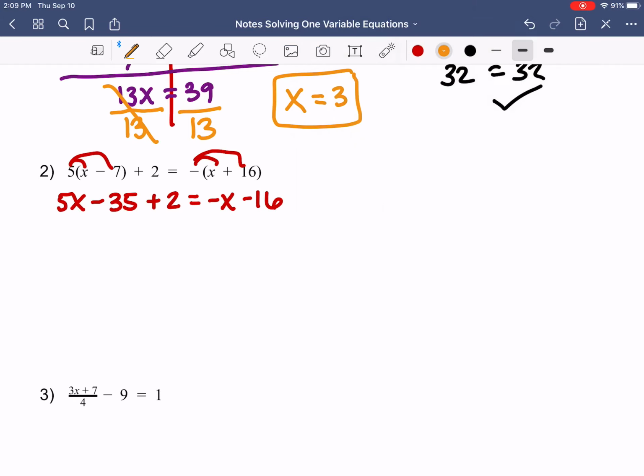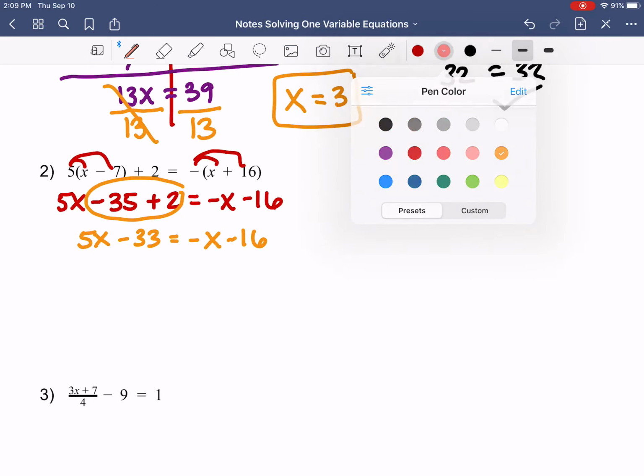Then I move on to, are there like terms on the same side? So yes, there's like terms right here. We can combine these two together. So I get 5x minus 33 equals -x minus 16. And I'm just going to keep moving along.